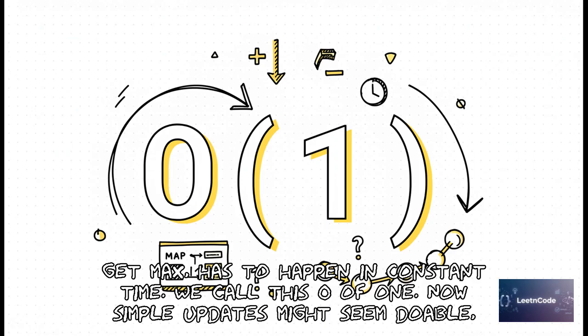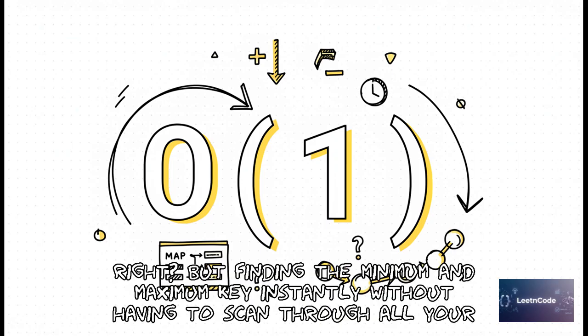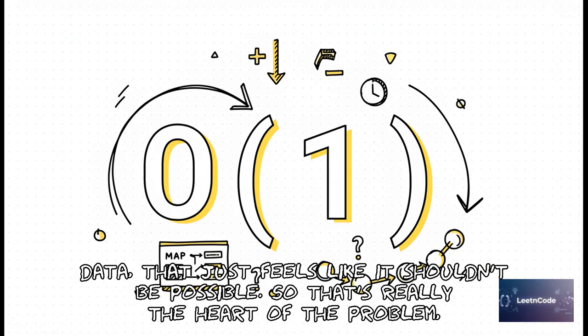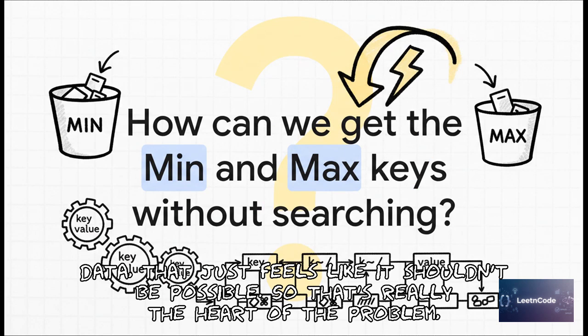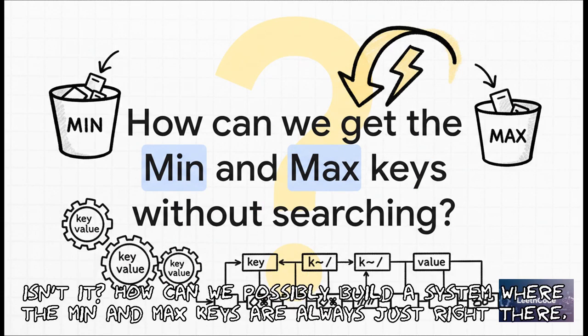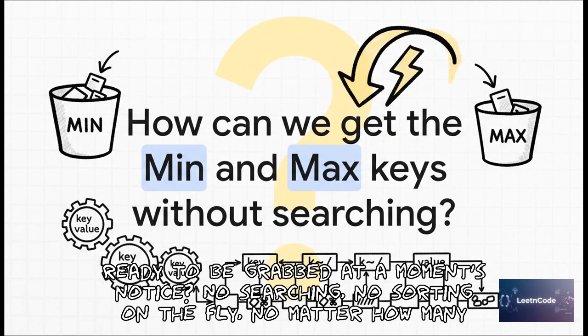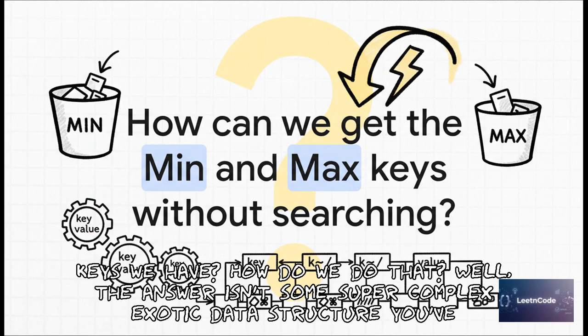Now, simple updates might seem doable, right? But finding the minimum and maximum key instantly without having to scan through all your data, that just feels like it shouldn't be possible. So that's really the heart of the problem, isn't it? How can we possibly build a system where the min and max keys are always just right there, ready to be grabbed at a moment's notice? No searching, no sorting on the fly, no matter how many keys we have? How do we do that?